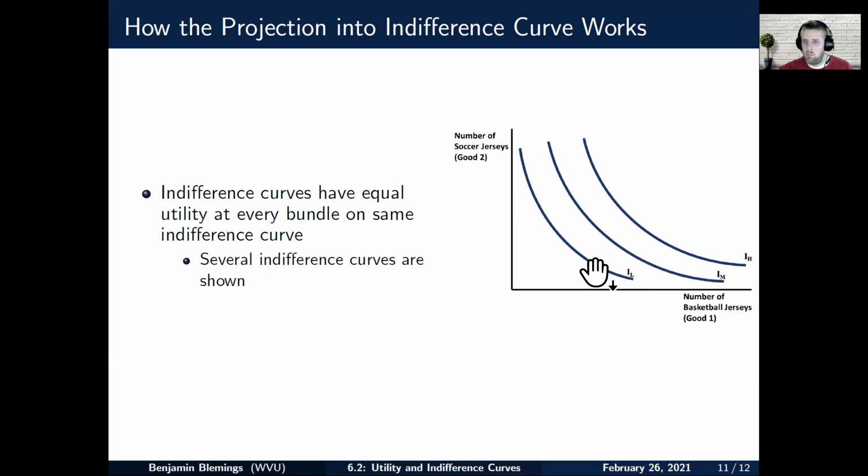And the middle indifference curve, IM, we know that IM has an equal amount of utility at every point on IM. Literally, they're indifferent between any point on IM. They have the same utility. But we know that any point on IM is preferred to any point on IL, because IM is farther from the axes, and that follows our more is better property of utility.